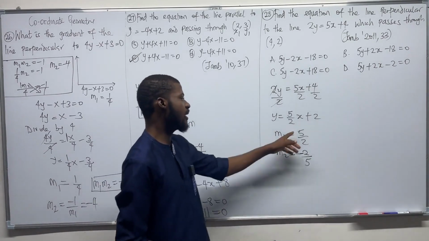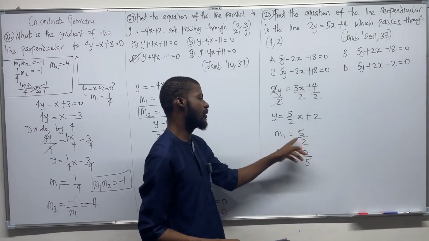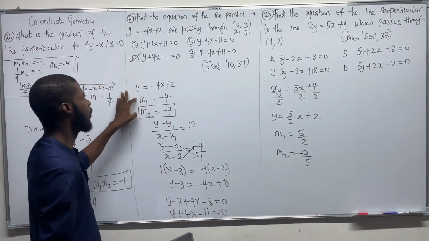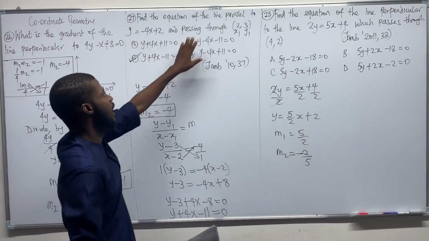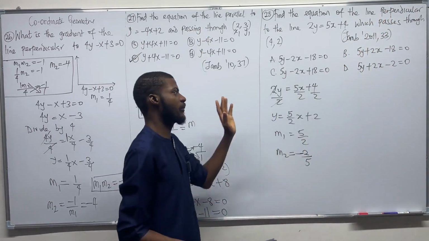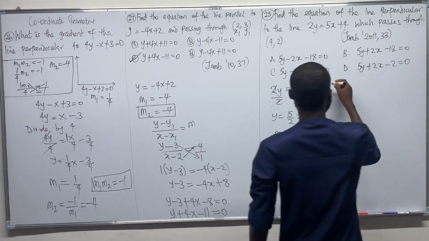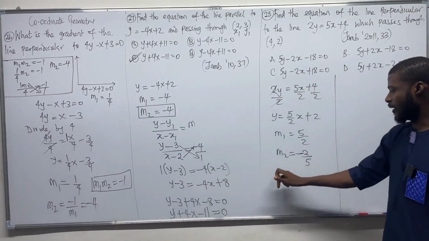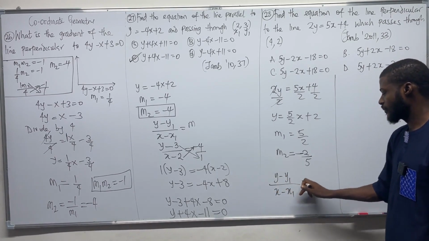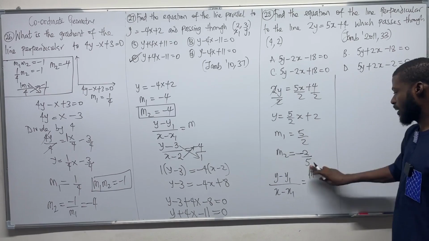Check it out. If you times these two, you are always going to get minus 1. Please take note, the gradients are not equal here, because the previous question says parallel and this one says perpendicular. So there are two separate things, two separate relations. Now, going with our formula, (y minus y1) over (x minus x1) is equal to m.